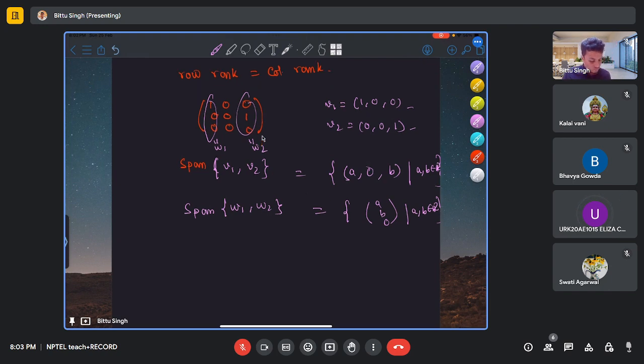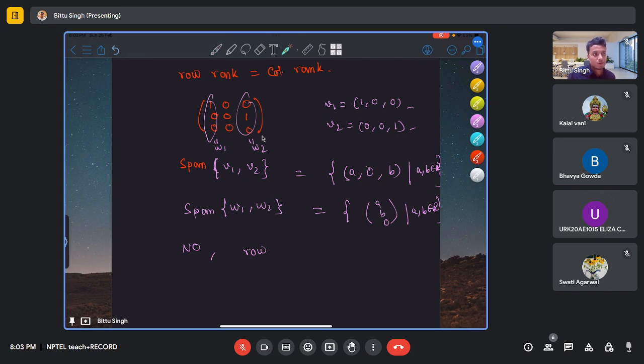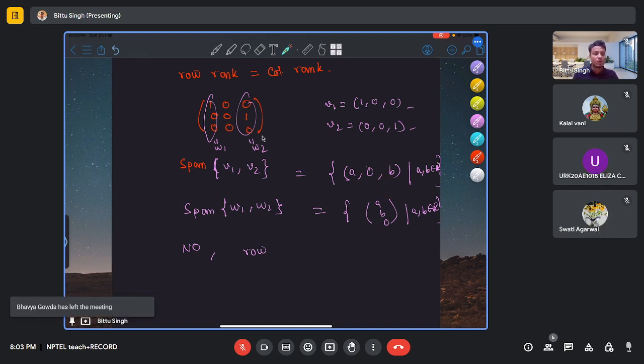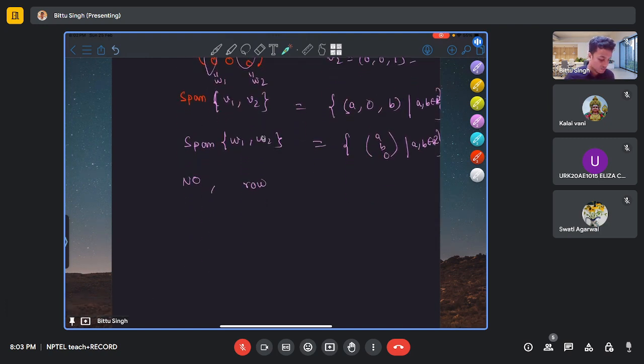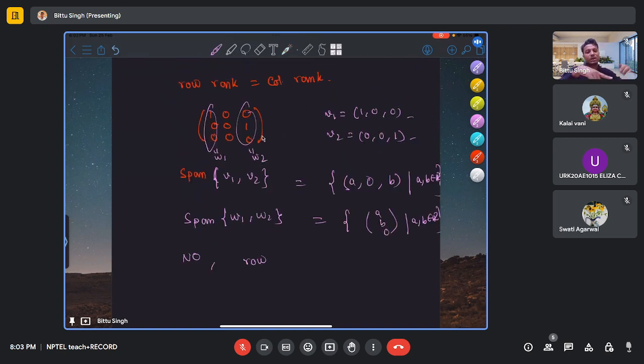So the answer is no. Here you can see those are not the same, but up to isomorphism those are actually the same. I will define what is the meaning of isomorphism. So row space and column space may not be the same. Actually, those are two different vector spaces. Row space consists of 1 by 3 matrices, but here it is 3 by 1 matrices. That is the first difference.